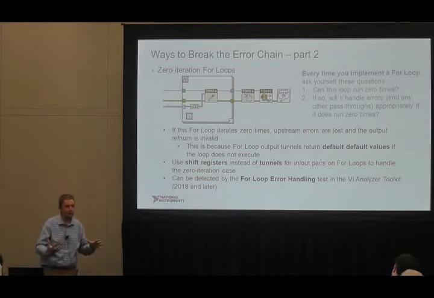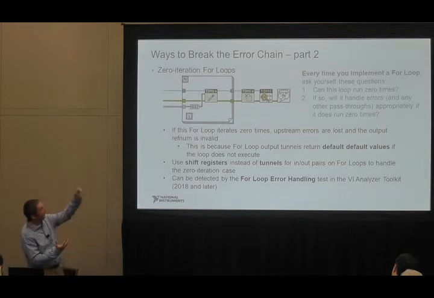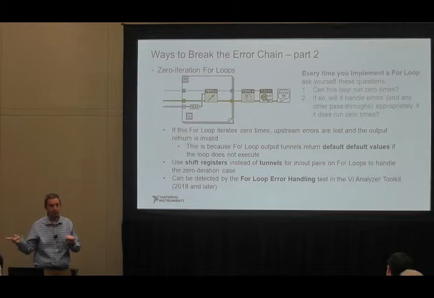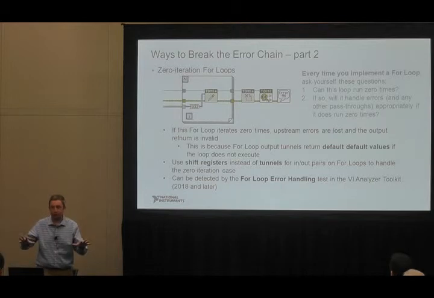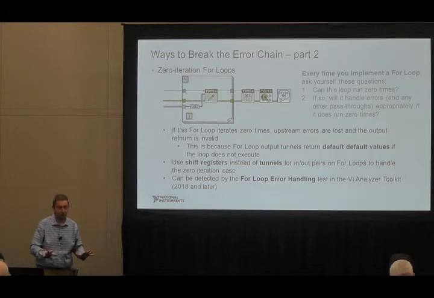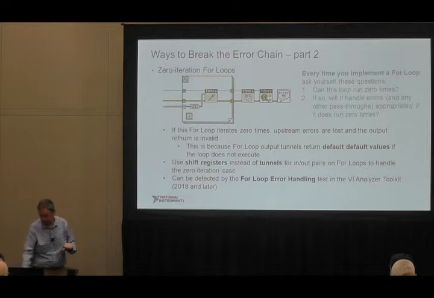Will it handle references appropriately? Because that reference wire should be a shift register as well, because you want future code to be able to operate on a valid reference. And it will be a null reference if the loop runs 0 times. So every time you drop a for loop, first question, will this run 0 times? Second question, am I handling the 0 iteration case correctly? Please start asking yourself that every time you drop a for loop.